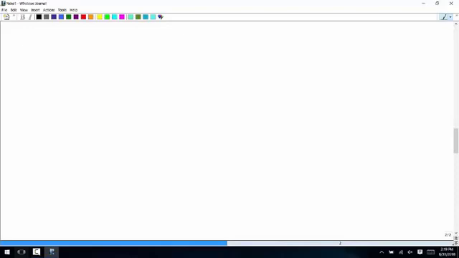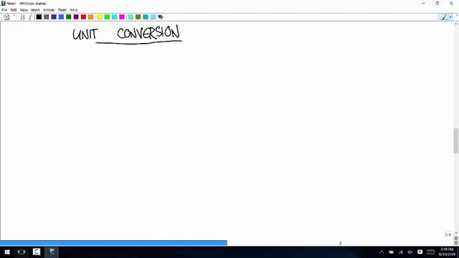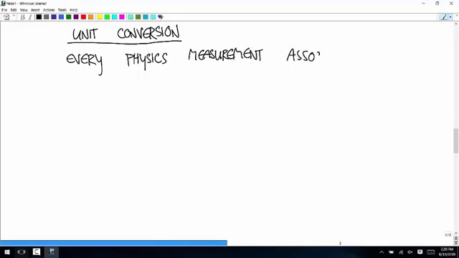So the first topic for this class is units and unit conversion. And the idea of units is, first of all, every physics measurement needs to be associated with units.